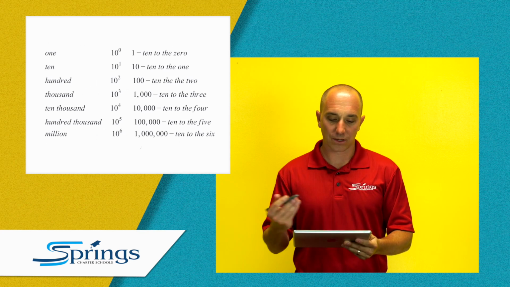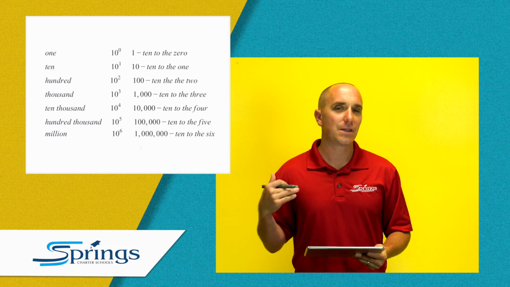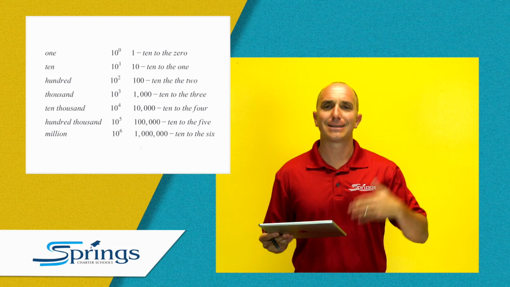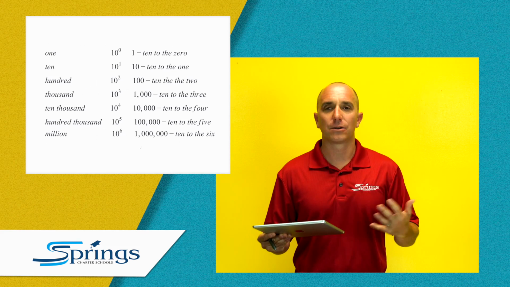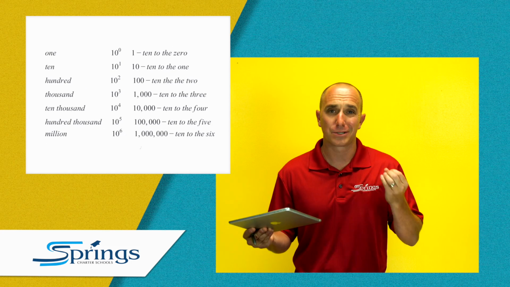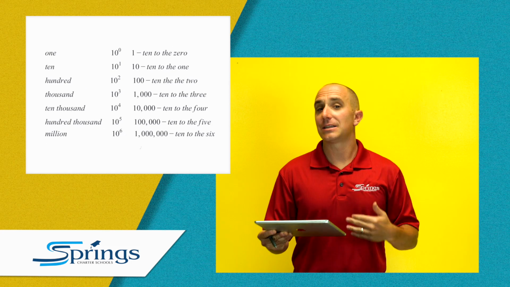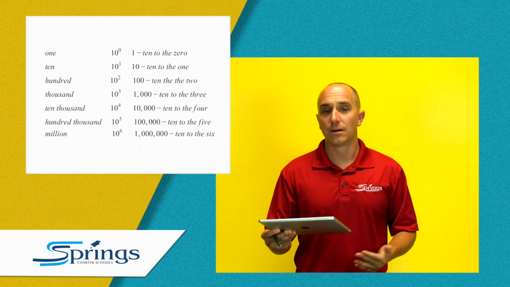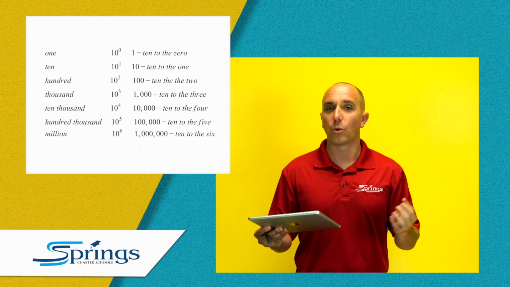So let's look at this one. The first two are kind of odd. They're not something that you see very often, having 10 to the 0 power. Well, 10 to the 0 is just 1 because you have 0 zeros. Then when you get to 10 to the first power, or 10 to the 1, you have just 10 because you just have 1 zero.